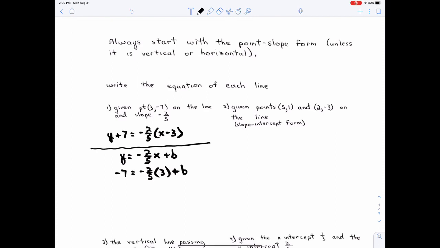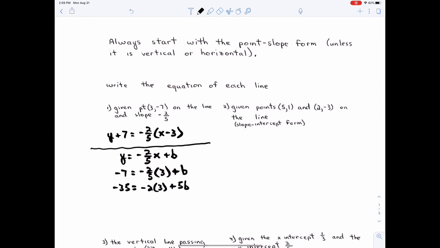Okay. Do you have the answer yet? No, you don't. And then you'd simplify that. Actually, what I'd do at this point is I would get rid of fractions. Again, I have an equation I'm solving for b. So I'd multiply by 5. So you'd get negative 35 equals negative 2 times 3 plus 5b. So I just multiplied each term by 5.